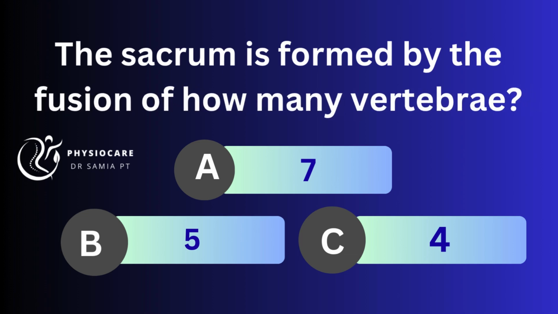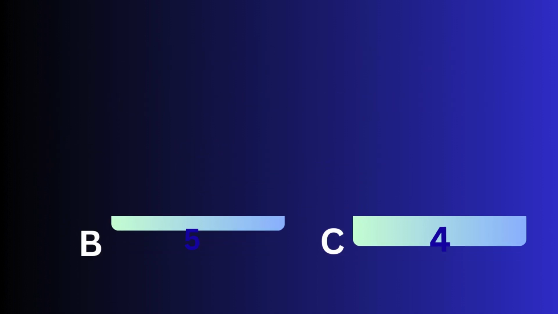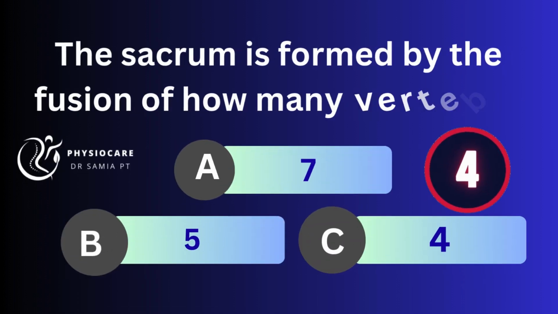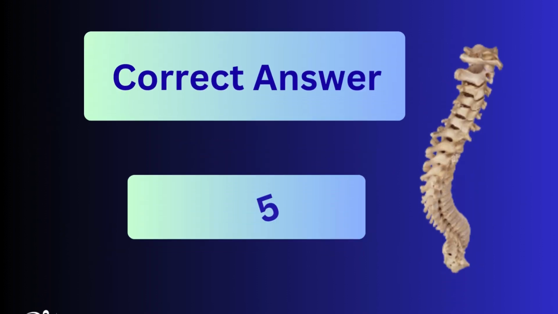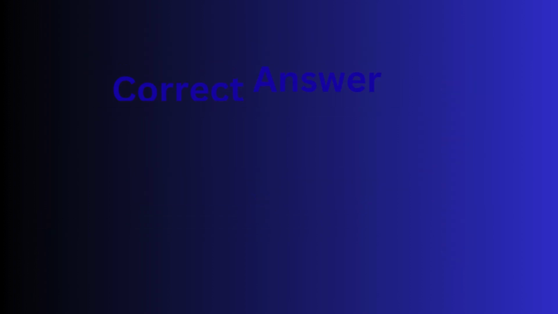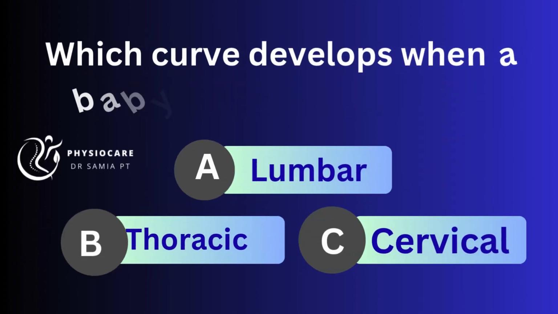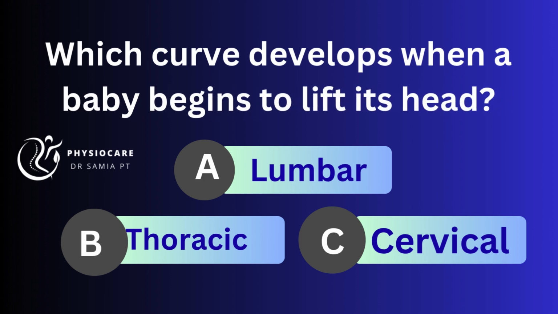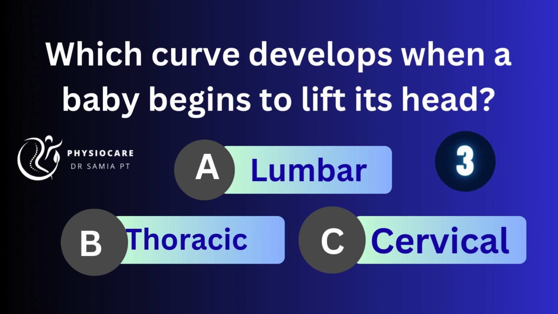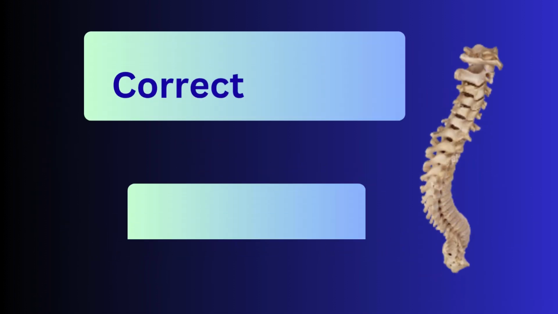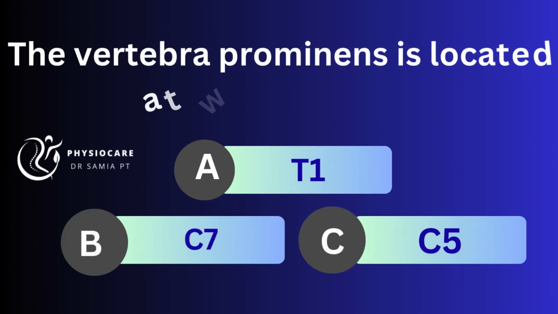A. 7. B. 5. C. 4. Correct answer is 5. Which curve develops when a baby begins to lift its head? A. Lumbar. B. Thoracic. C. Cervical. Correct answer is cervical. The vertebra prominens is located at which vertebra?